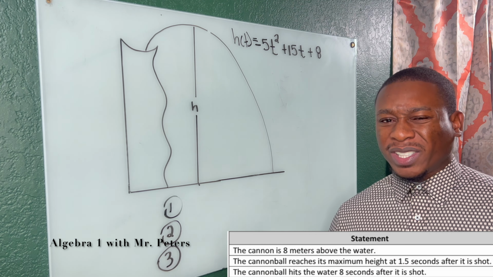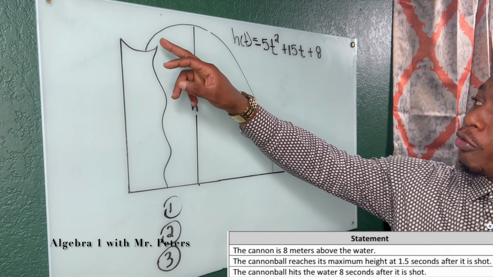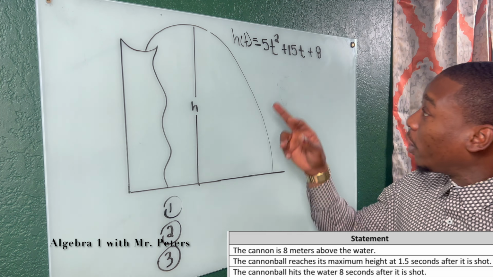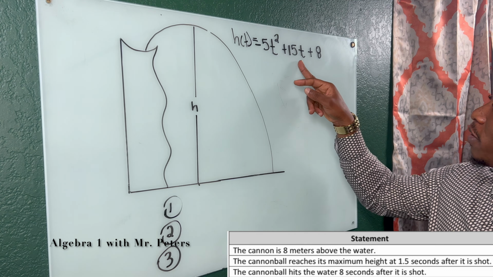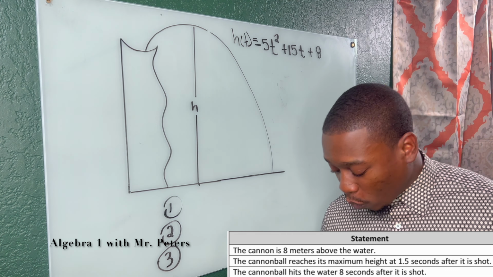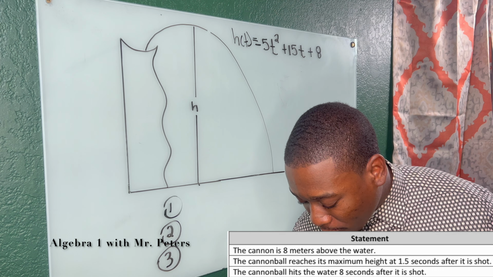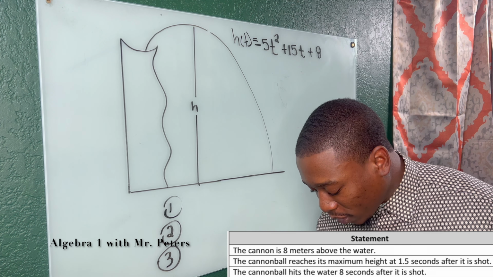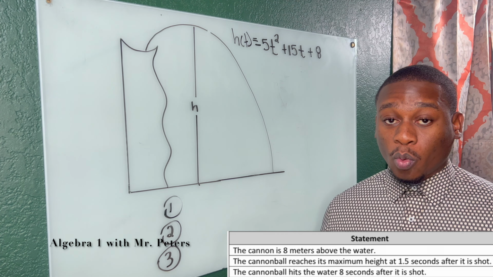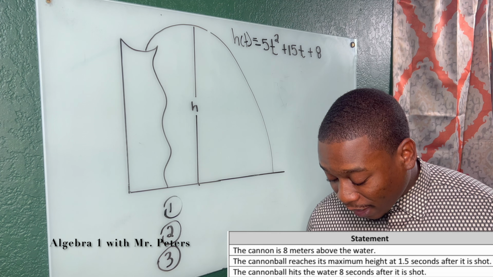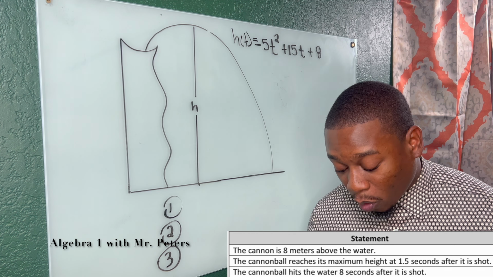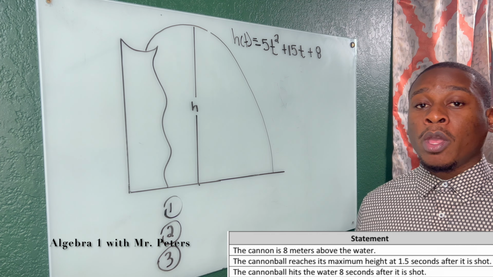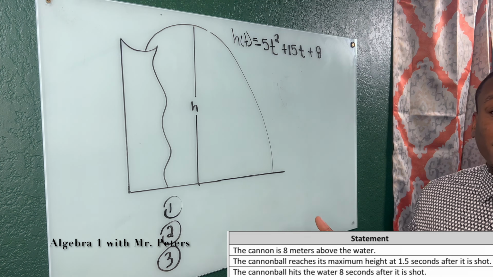Problem number two, guys, we're dealing with a cannonball being shot from a cliff. And they give us the function h of t is equal to negative 5t squared plus 15t plus 8. And we know that t represents seconds in time, and h of t, our answer, is the height in meters. So question one says the cannon is 8 meters above the water. Well, in the question, they tell us that the height in meters above the water is given by this equation. So if we plug in 0 for the time, we would get 8 for the height in meters.